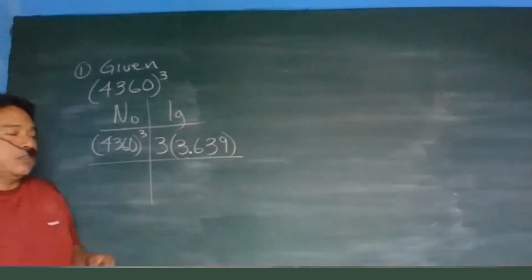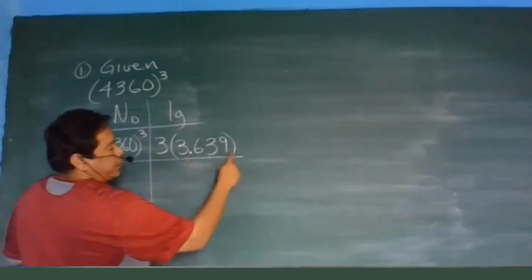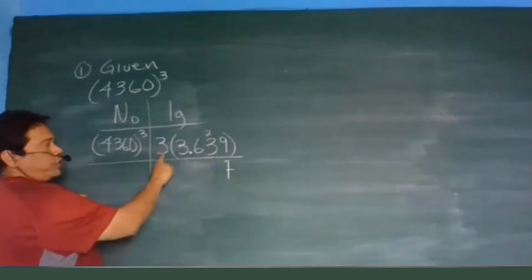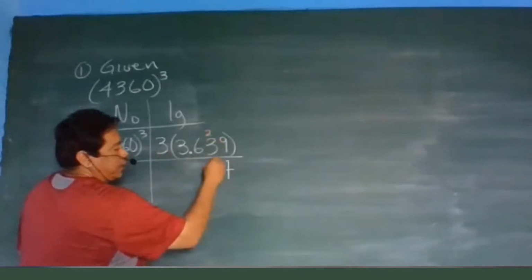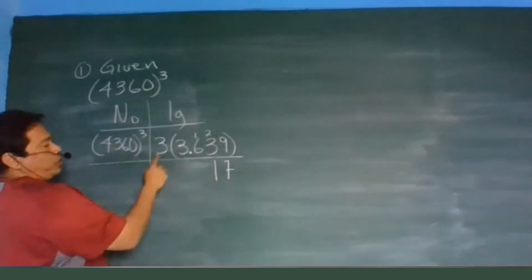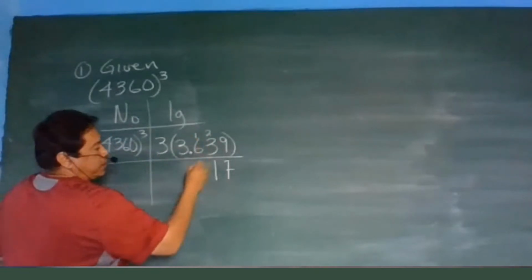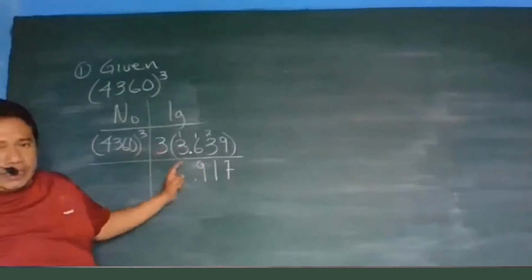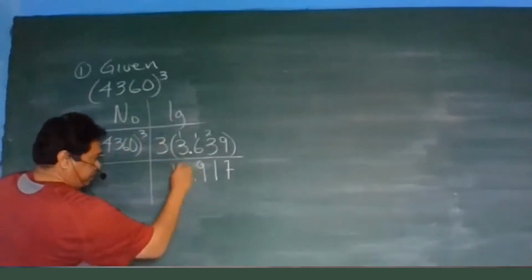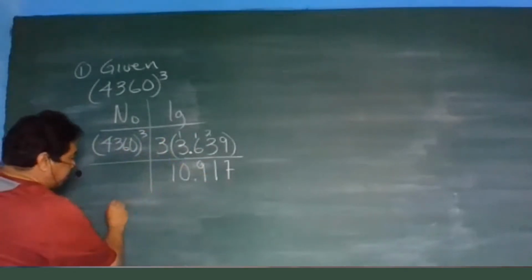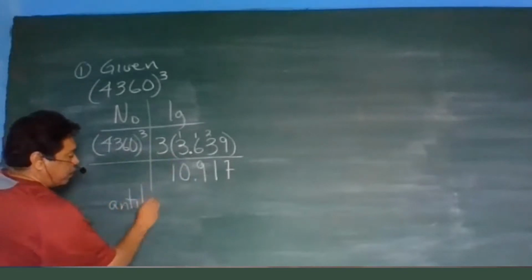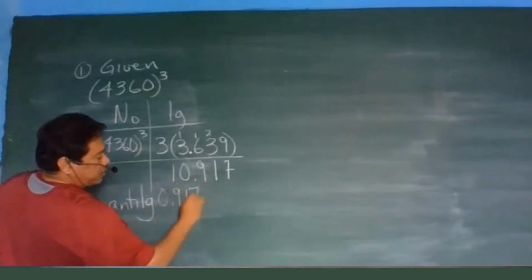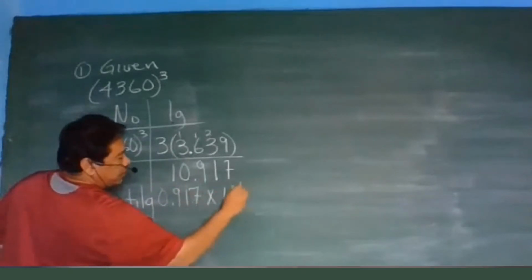4,360. So we say 3 times 9, that's 27, so 7 carry the 2. 3 times 3 is 9 and 2, that's 11. 3 times 6 is 18 and 1 is 19. And 3 times 3 is 9 and 1 is 10. So we will antilog now. So antilog 0.917 times 10 to the 10th.